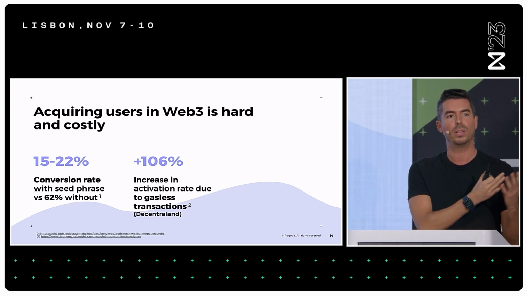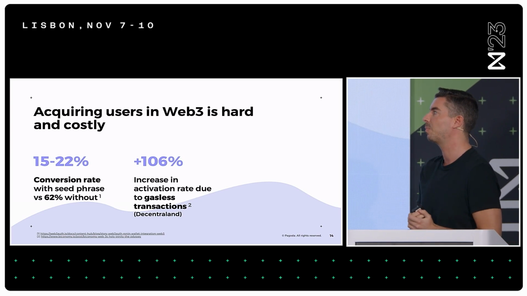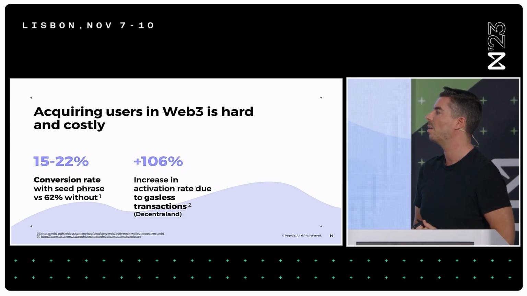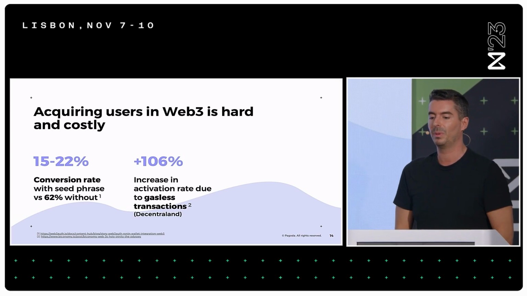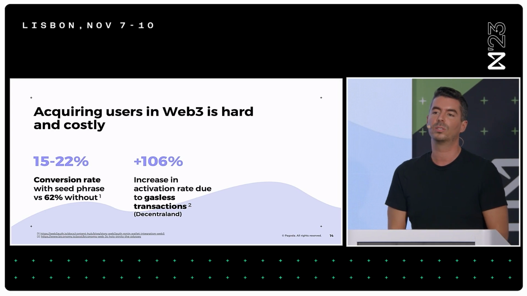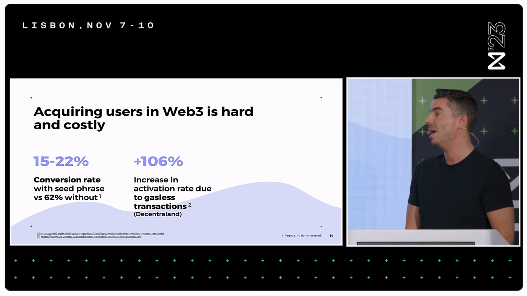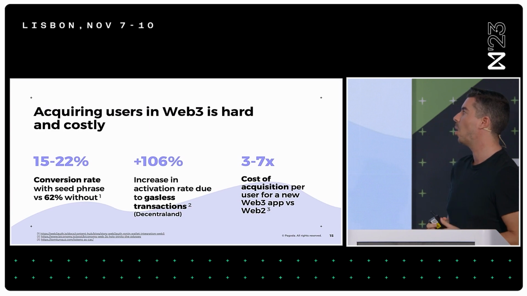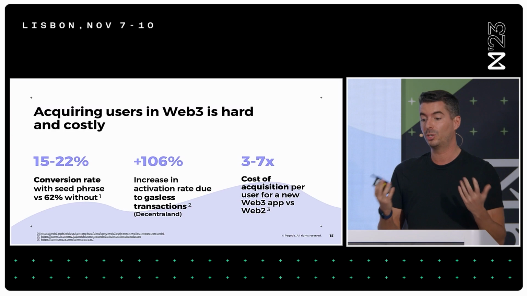We should also talk about activation rate, which is the number of users that end up submitting a transaction on chain out of everyone that starts the onboarding flow. Here, we see an increase of 106% when we do gasless transactions. This was an experiment run by Decentraland. They had an A/B test where some people were prompted to onboard funds and pay for gas, and the others could submit their first transaction for free. Of course, free always wins, and they saw a massive increase in activation rate. And the last one is the cost of acquisition. How much money are we spending to acquire each new Web3 user?